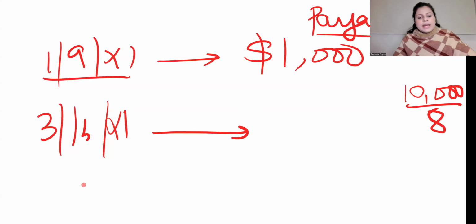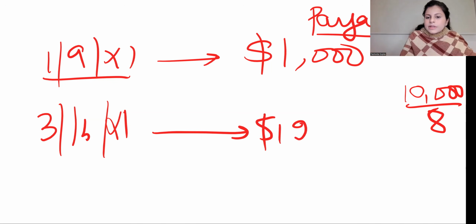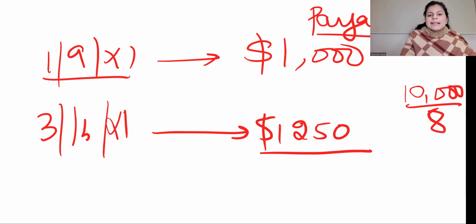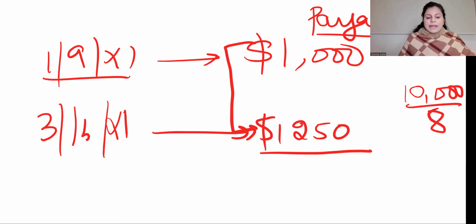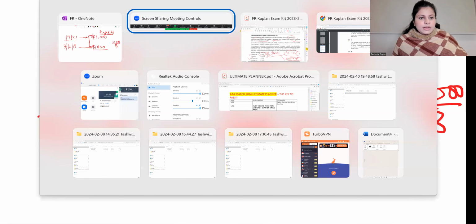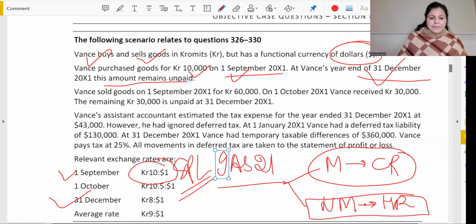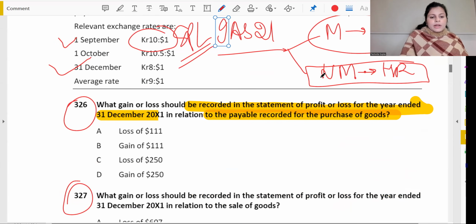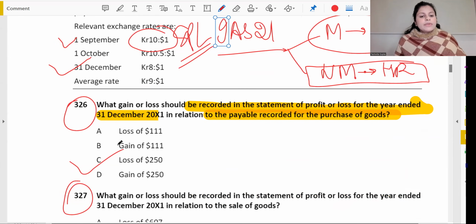Can you tell me how much is that? 10,000 divided by 8. How much is that? 1250. Thank you, Ria. So this is $1250. The payable has increased from 1,000 to 1250. Is it a gain or a loss? Loss of 250. So what's my loss to be reported? C is my answer. Loss of $250. Awesome. Done. Next.